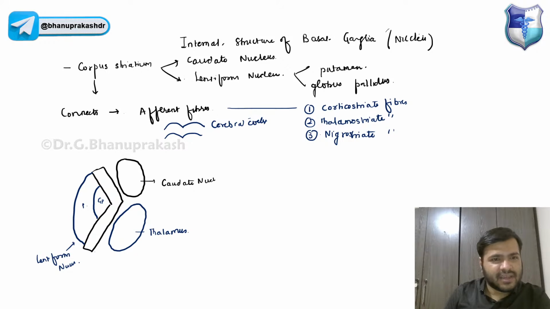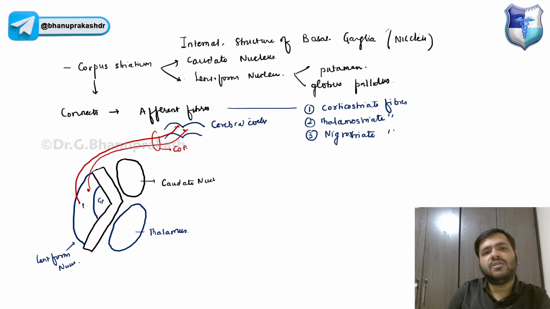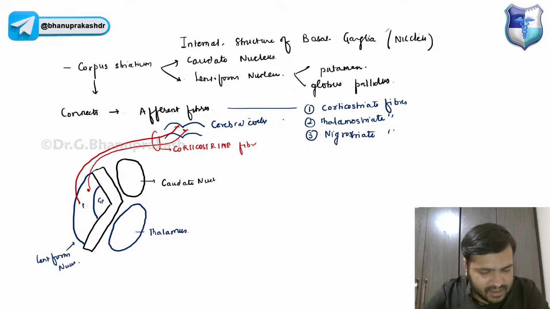Now, you already know the corticostriate fibers from the putamen part will be going directly into the cerebral cortex. From the putamen part, they will be going directly into the cerebral cortex. These are called the corticostriate fibers.